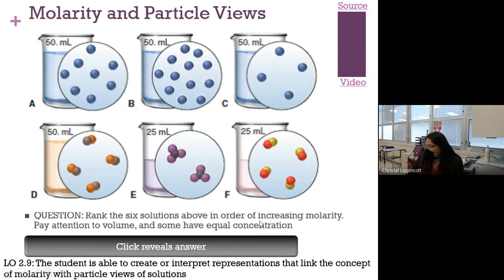Right. Molarity and particle views. This is one of the ones that we ended on the other day when we were together in class. So remember, make sure that you're looking at the volume of the materials in there. Make sure that you're looking at the particles, how those particles are bound to one another. So rank the 6 solutions in order of increasing molarity. Pay attention to the volume, and some have equal concentration. So they may be, you know, like 2 side by side, and you just have them flipped around, but they have the same concentration. So see what you can do for this.